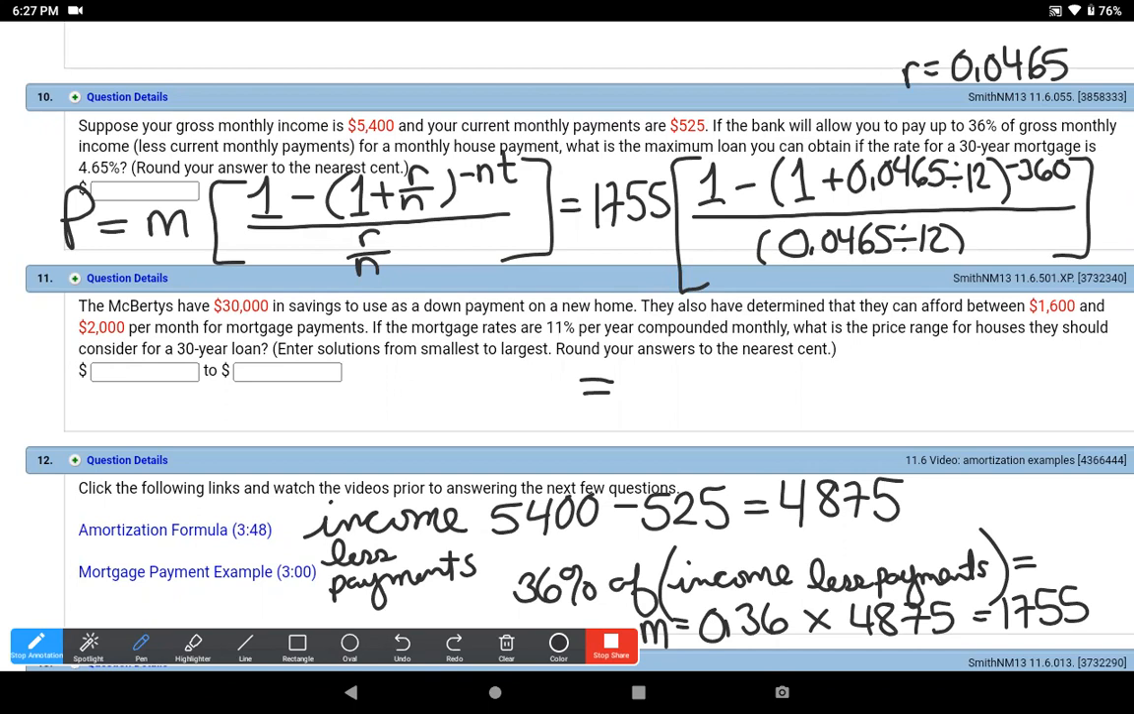1755 times parentheses 1 minus parentheses 1 plus 0.0465 divided by 12 in parentheses caret negative 360 in parentheses divide by parentheses 0.0465 divided by 12 in parentheses, enter. Boom, bam. Okay, this was the number I was expecting.